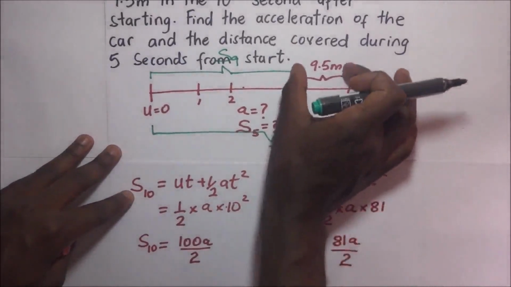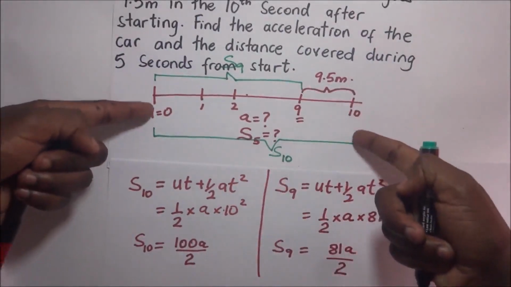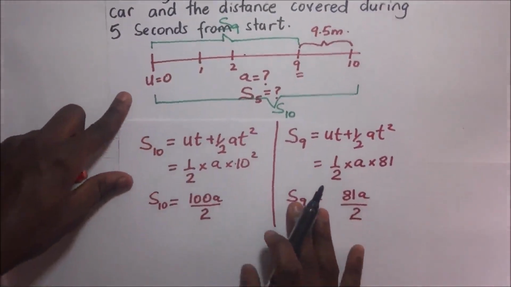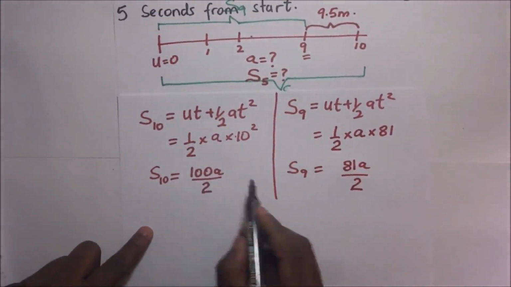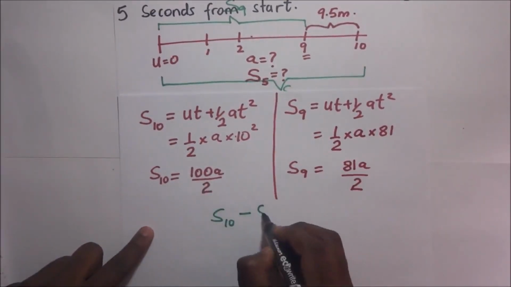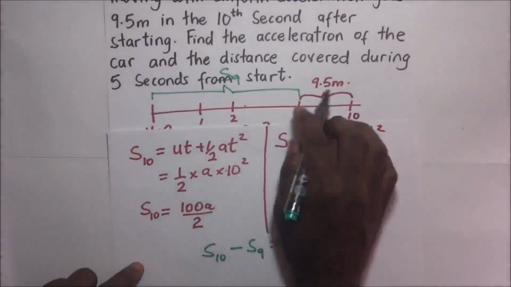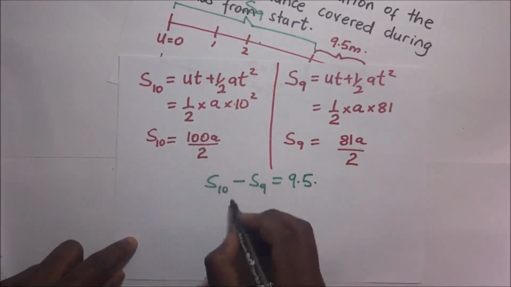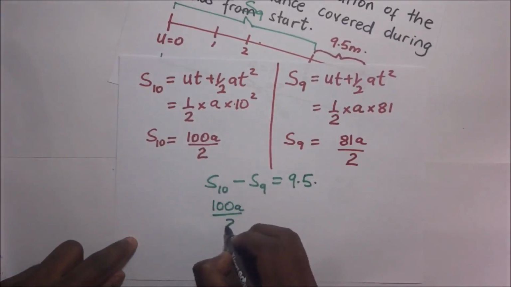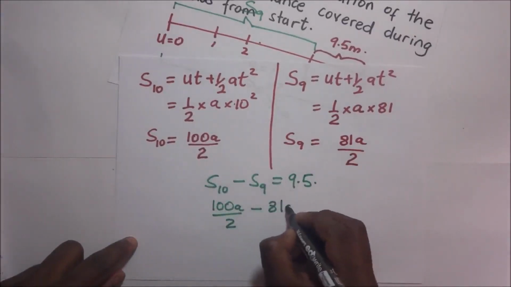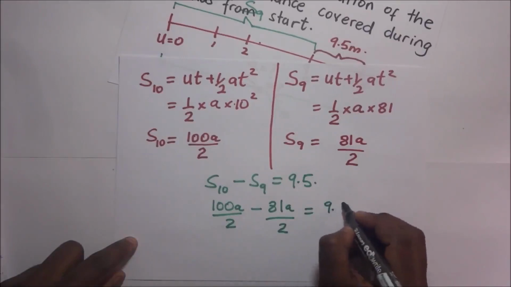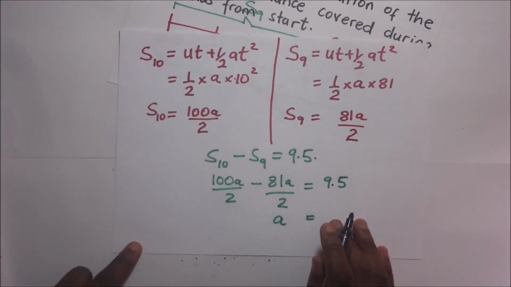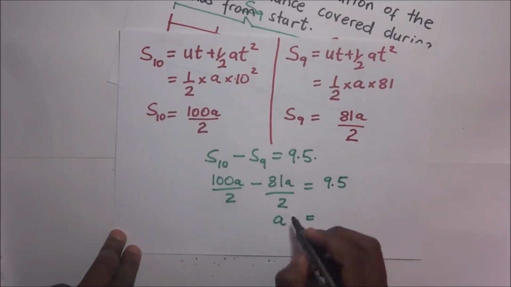So to be able to get the 9.5 means we are going to get the distance covered after 10 seconds minus the distance covered after 9 seconds to be able to get the 9.5. So in simple terms, this simply means that S10 minus S9 is equal to 9.5, and from that expression we are able to get our value of acceleration. So S10 is 100a over 2 minus S9, which is 81a over 2, giving us 9.5. Of course, when we work it out, we shall end up with our acceleration being 1.